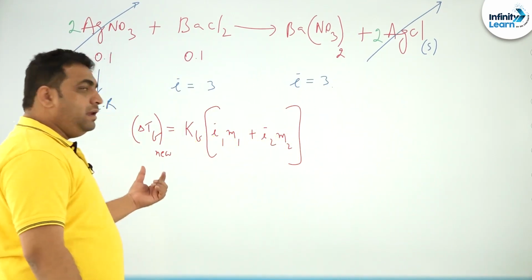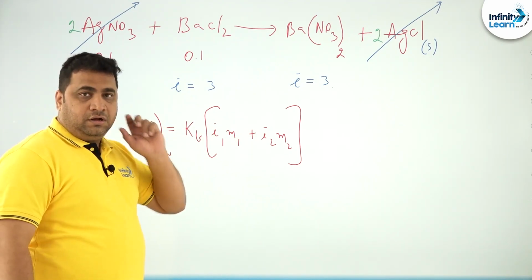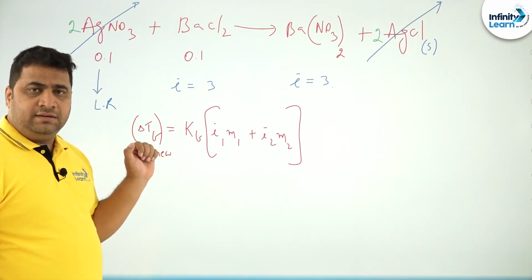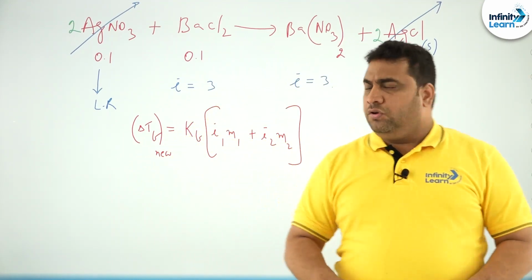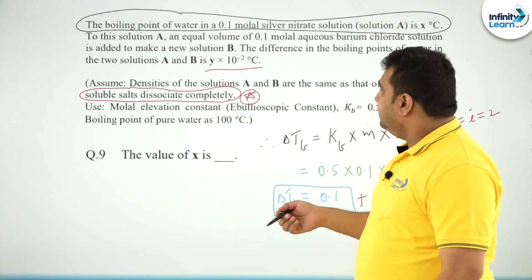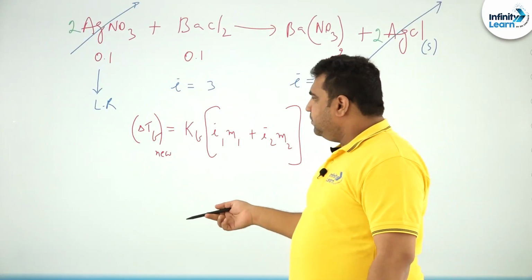Once you get the delta Tb value, that is the difference in the boiling point with respect to water. Then at the temperature of water, 100 degrees centigrade, you can easily convert it into y into 10 to the power minus 2, and you are going to get the answer. But what is he asking? He is asking the difference in the boiling point of A and B.